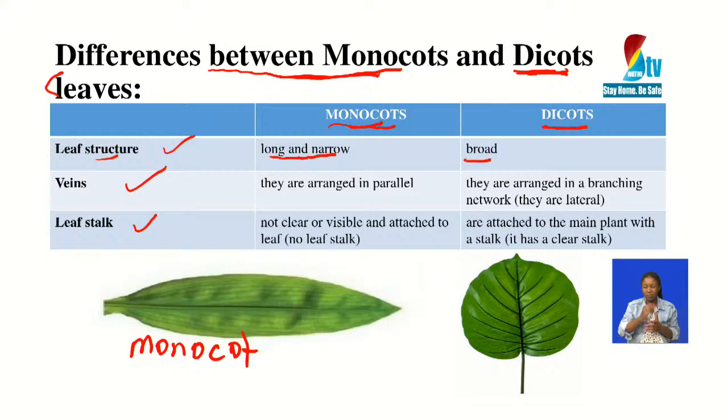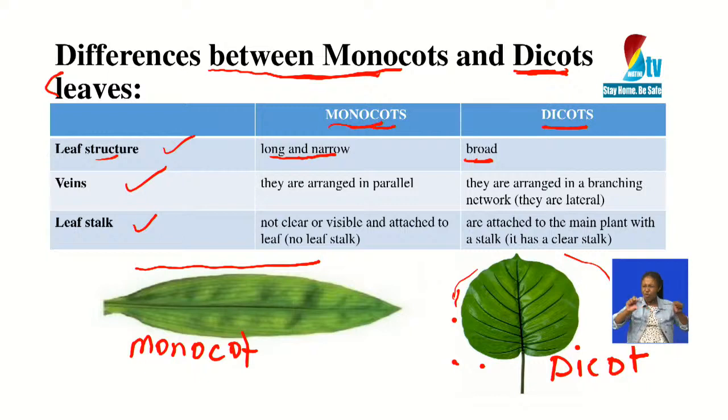The dicot leaf is broad. This one is from a dicot. The leaf is broad. It is not long and narrow. This one is long and narrow. So let us move on and talk about the veins now. The veins of monocots are arranged in parallel lines. When you look through this leaf, we see that it has parallel veins. The veins are parallel to each other. While the veins of dicots are arranged in a branching network, which means they are lateral. By branching network, we mean they are branching like this.